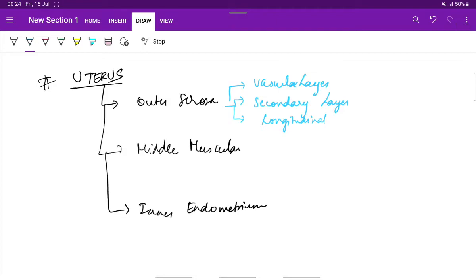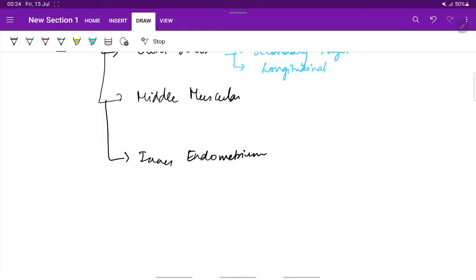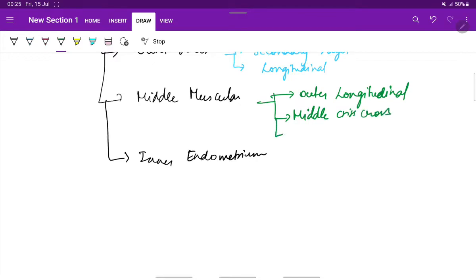So this vascular layer contains many blood vessels as the name indicates, and the secondary layer is continuous with the uterine ligaments. The longitudinal layer has longitudinal fasciculi which are continuous with the longitudinal layer of the fallopian tube. Then the middle muscular layer, there will be outer longitudinal smooth muscles, middle crisscross layer of smooth muscle and inner circular. So the muscular layer is entirely smooth muscle. Outer longitudinal, inner circular and middle crisscross fibers.